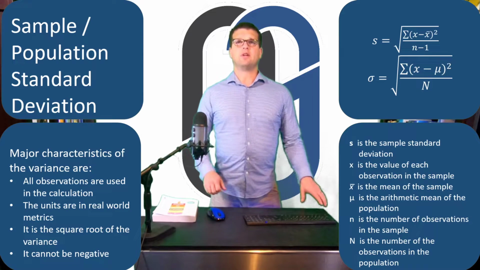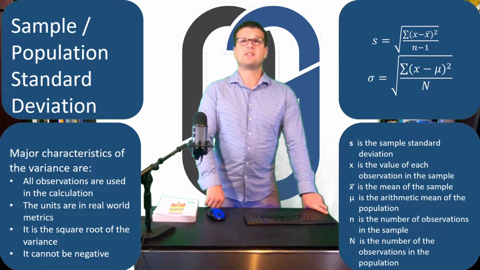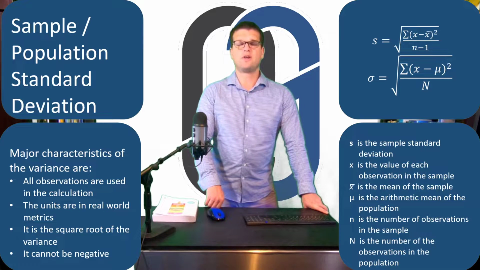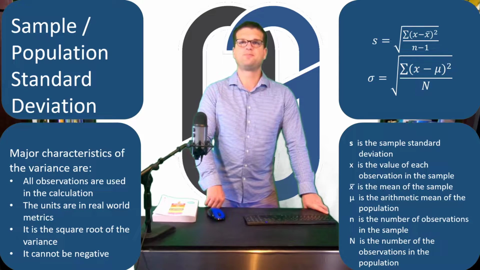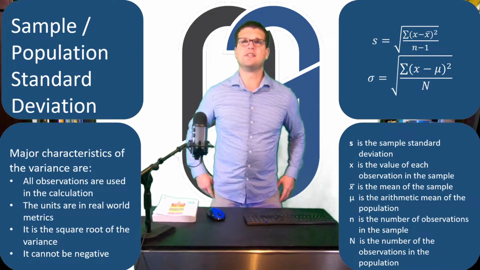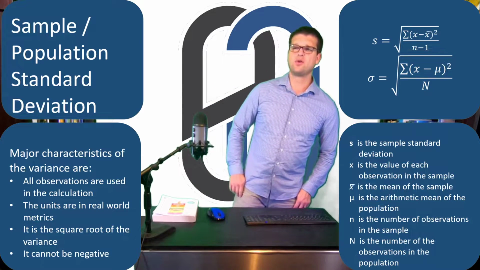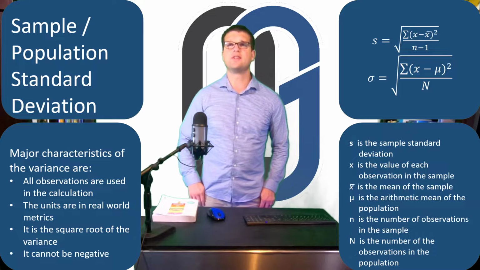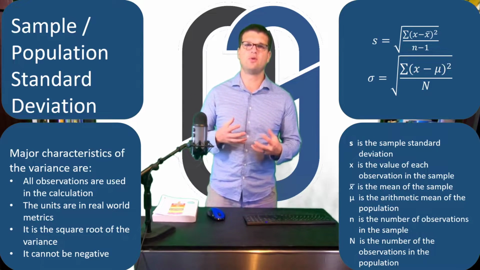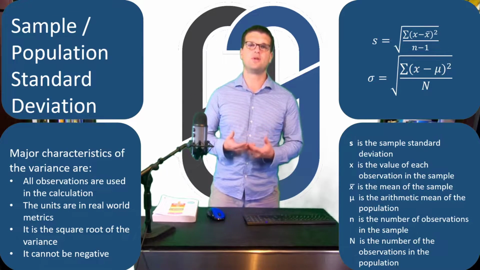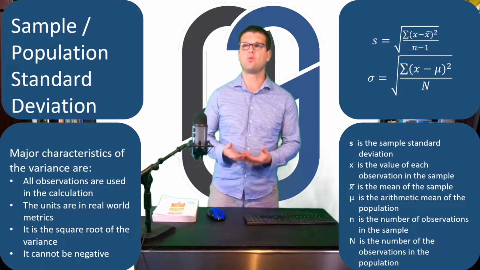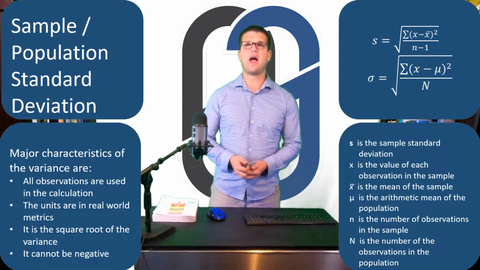So very similar to the variance, the big difference is that the standard deviation is in real world metric. The only thing that you have to do to the variance is take the square root of it, and when you take the square root of the variance, then you're able to get the standard deviation, which is in the real world metric that you're actually dealing with.